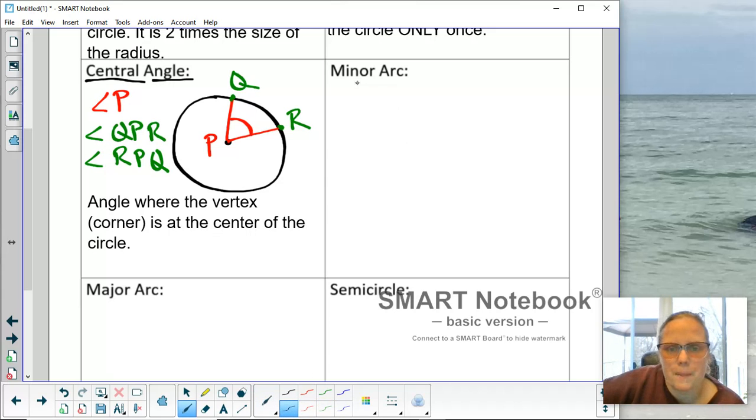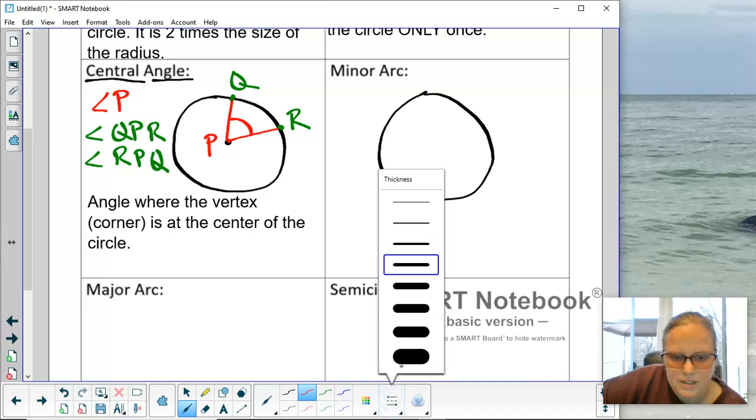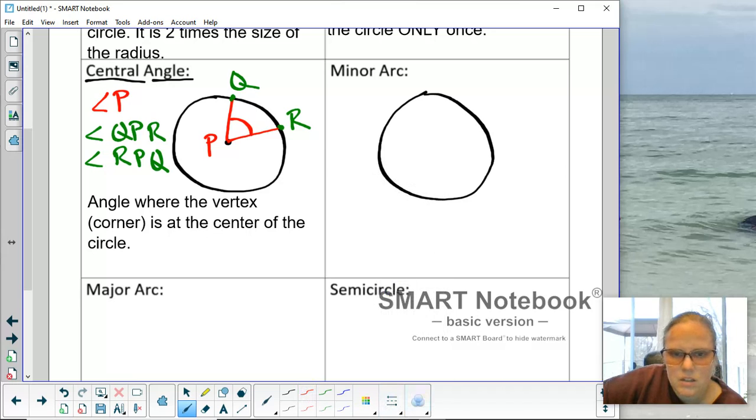All right, next term, minor arc. So an arc is actually a portion of the circumference of a circle, and the circumference of a circle is the distance around the circle. So if I was going to do a minor arc, I want an arc that is less than halfway around the circle. So I'm going to use a different color here to emphasize it. And I want just the curved portion. And I'm going to have an endpoint on each of those.